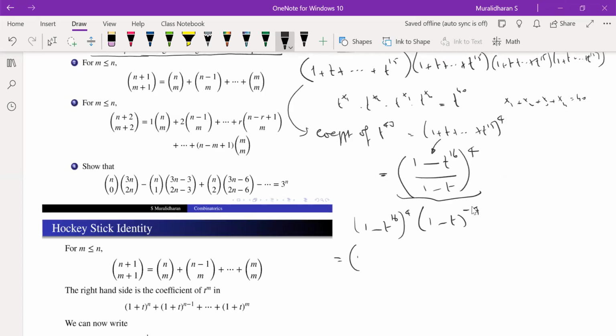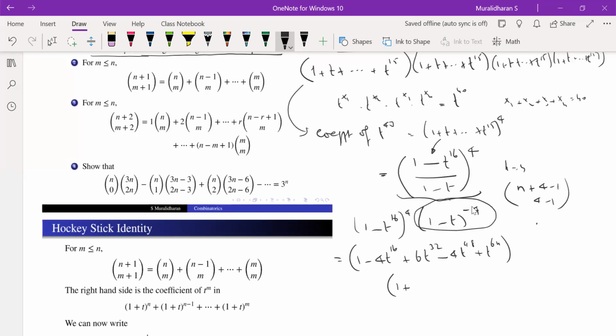So this I can write as 1 minus 4 t power 16 plus 4c2 is 6 t power 32 minus 4 t power 48 plus t power 64, into this, which I am going to expand using our formula. So this is k equal to 4. What will be the coefficient of t power n here? n plus k minus 1 c k minus 1. So this is n plus 3 c 3. So this is 1 plus 4c3 into t plus 5c3 into t square and so on.